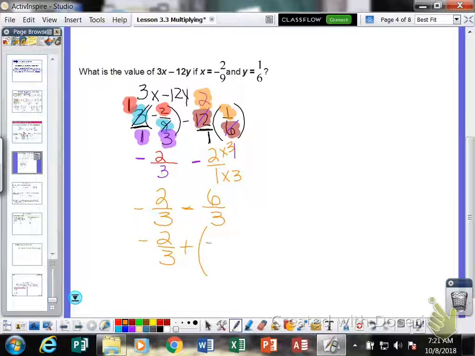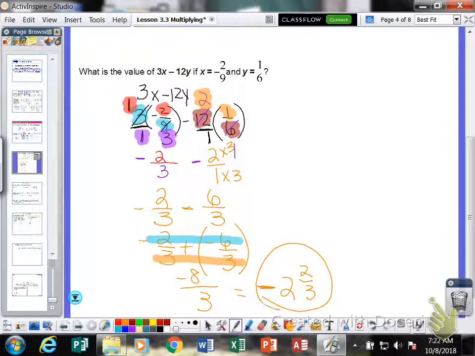So I have negative 2/3 plus the opposite, which would be negative 6/3. And because the denominators are the same, I keep the denominator. And because the numerators are both negative, I can simply add them. So 2 plus 6 is 8, and I get negative 8/3. Now convert this to a mixed number. 3 goes into 8 twice with 2 left over, so negative 2 and 2/3. And again, we'll do this on a calculator, so I'm not too concerned about it.